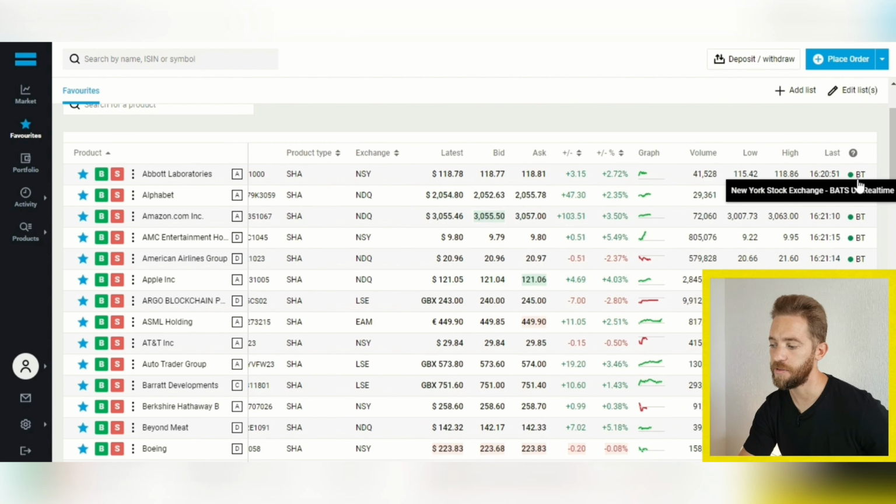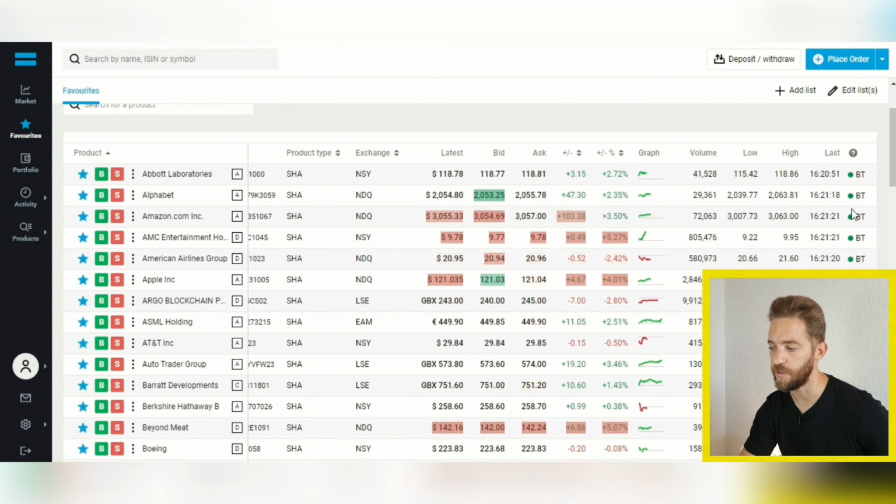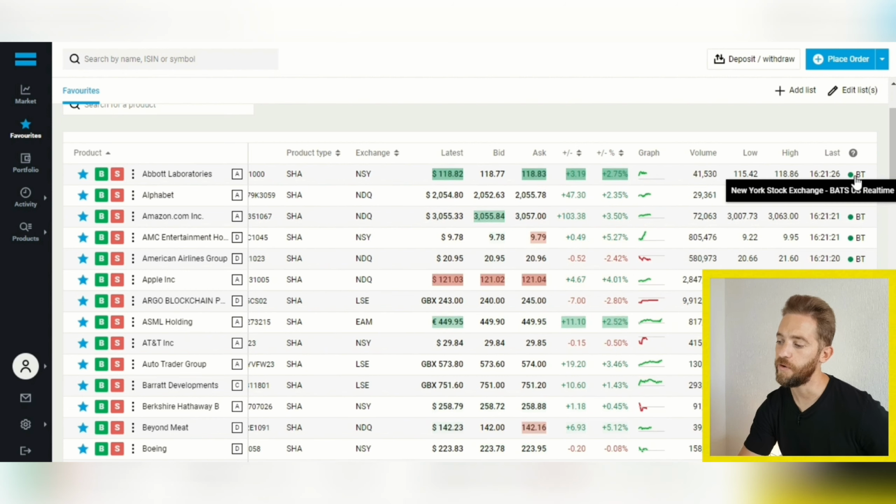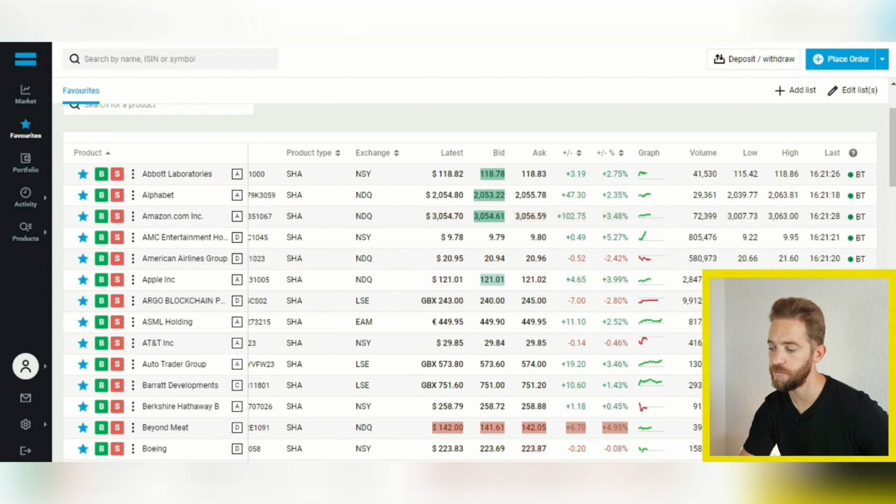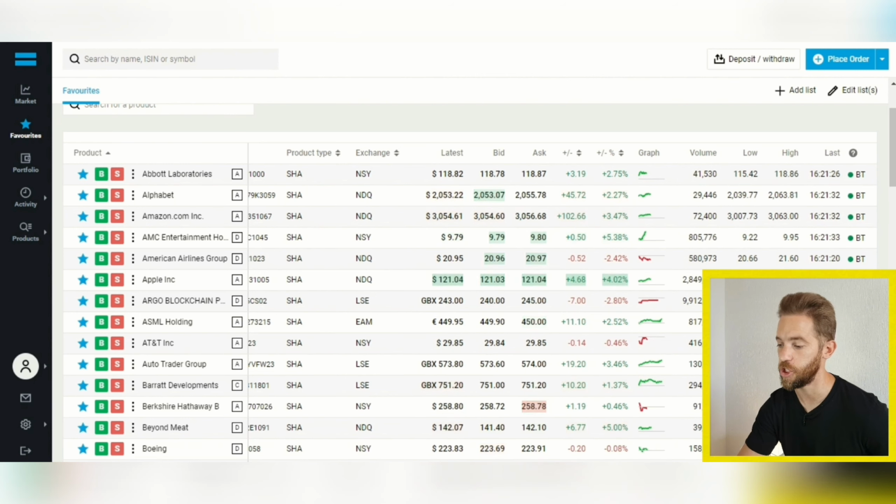Here at the end, you can see green dots, orange dots, and then a couple of letters after them. BT means BATS. Hover over it and it will tell you, but green means real time, orange 15-minute delay, so keep an eye on that, but that's where you can find the information.